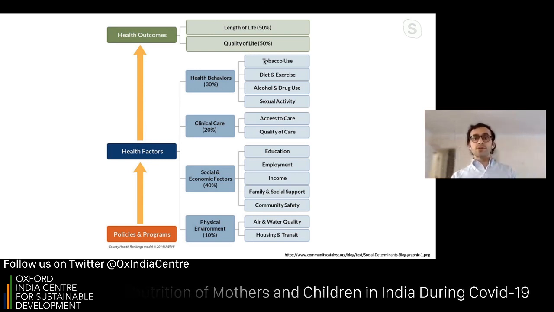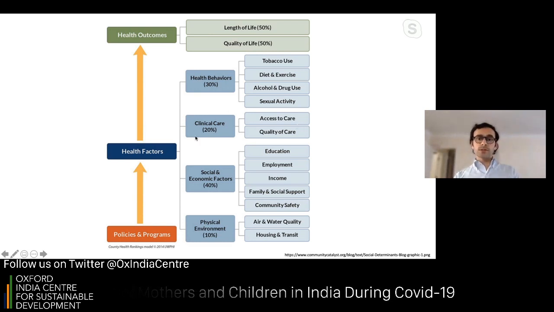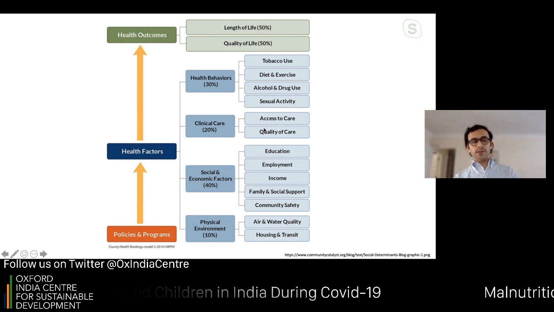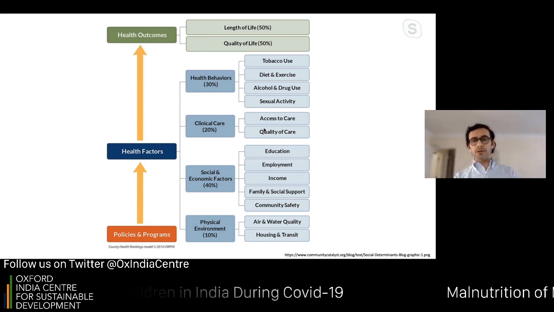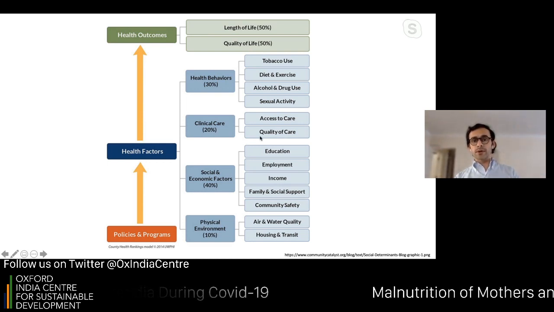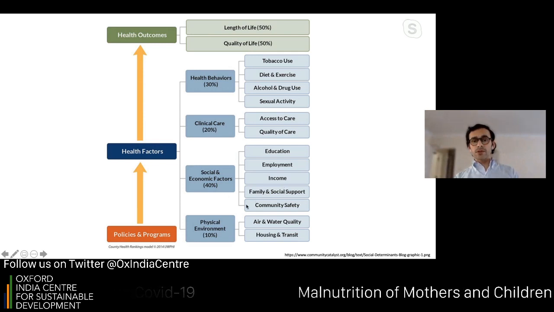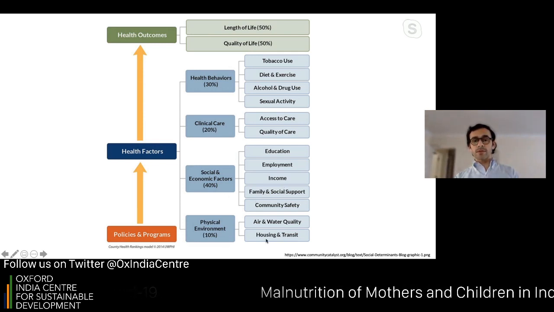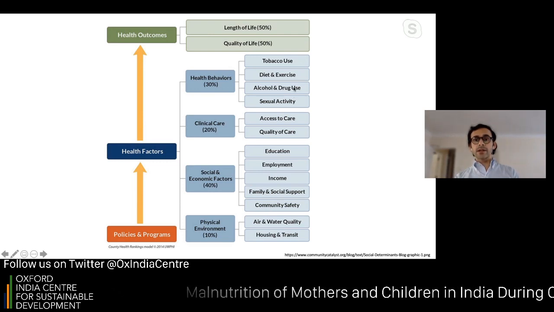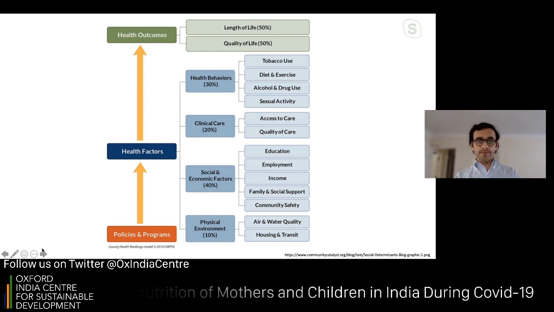And if we look at these two metrics, what I'd point your attention to first is clinical care. Clinical care, meaning access to general practitioners or doctors or nurses or hospitals, only accounts for 20% of health outcomes. The other 80% are due to health behaviors, social and economic factors, and physical environment. So these things have a much greater impact on health than just access to doctors and nurses and pharmaceuticals.